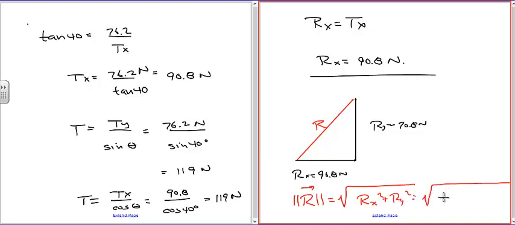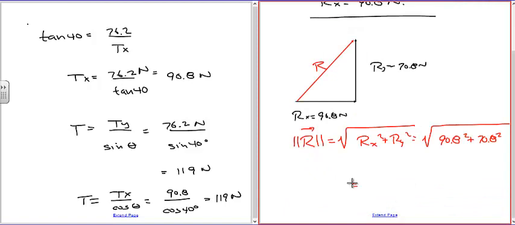So that's going to be 90.8 squared plus 70.8 squared, and take the square root of that. So I get 115 newtons. That's just R, the magnitude of the R vector.